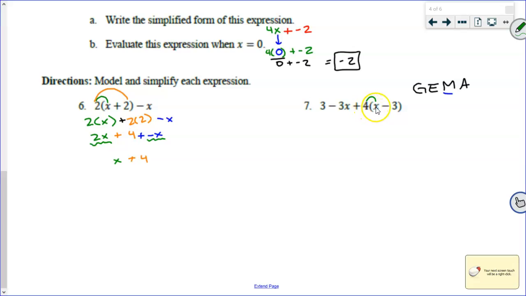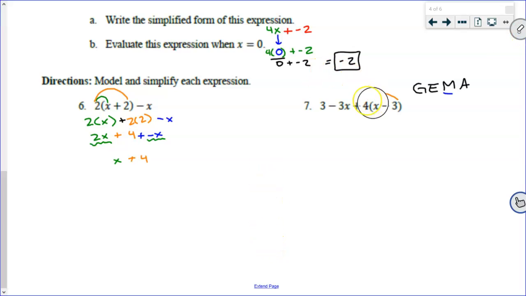We have 4 groups of x and a negative 3. So I want to distribute and go across, but I also see this minus 3. So if you're going to try and do this going across, multiplying across the parentheses without really being careful about that subtraction, you're going to make mistakes.